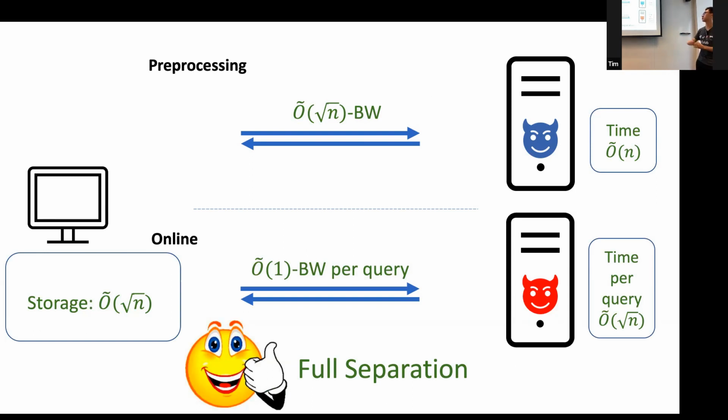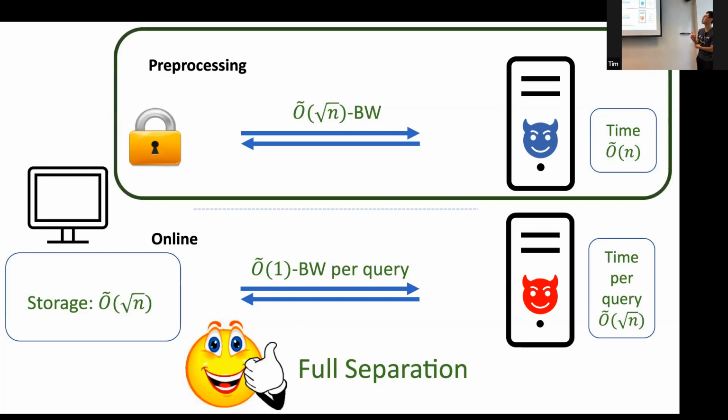During the online time, we send one key per query, so the bandwidth is also very small. And the online server simply expands those keys using the fast set enumeration algorithm, and it also runs in square root of n time. Finally, it satisfies full separation. So it satisfies all the key requirements we need.